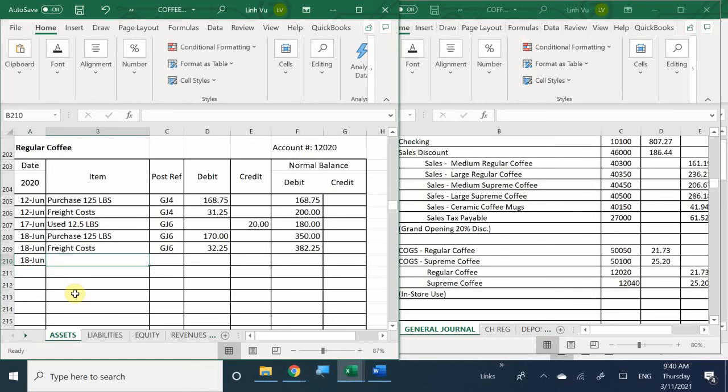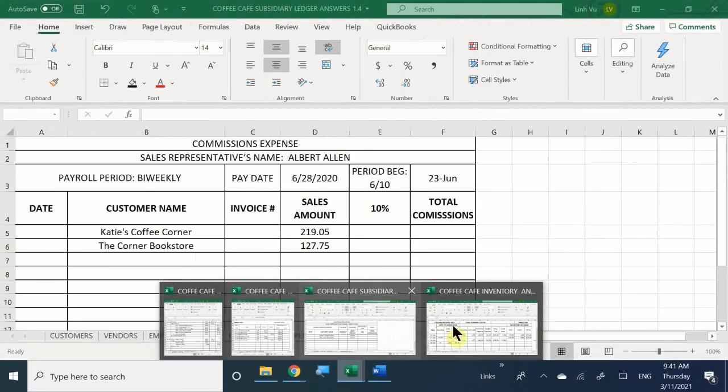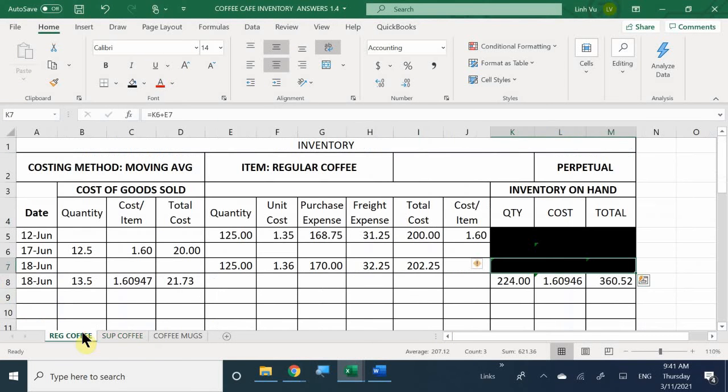What are we going to put here? Used 13.5 pounds regular coffee. Good. 13.5 lbs. Okay. General journal number 7. For what amount? $21.73. So what should be my ending balance in my regular coffee? $360.52. And does that match our inventory worksheet? Yes, it does.